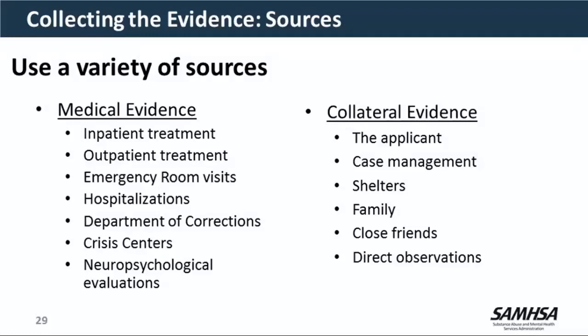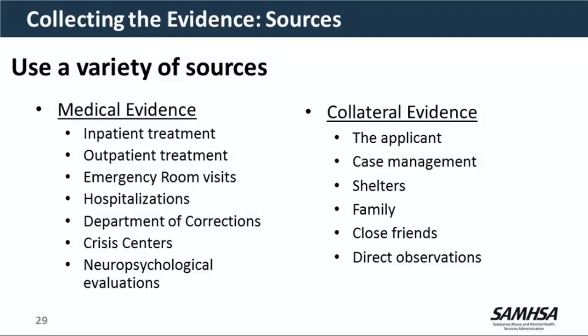Collateral sources, you can talk, of course, to the applicant or their case manager. Shelters are a really good source of collateral information. In my experience working as a SOAR case manager, shelter managers provided really great collateral details about the applicant's functioning and their substance use patterns, and how they're functioning after an all-night stay in the shelter when maybe they've come down from the drugs or alcohol. What are they like in the morning? The shelter managers can provide a really nice depiction of their behavior and functioning.